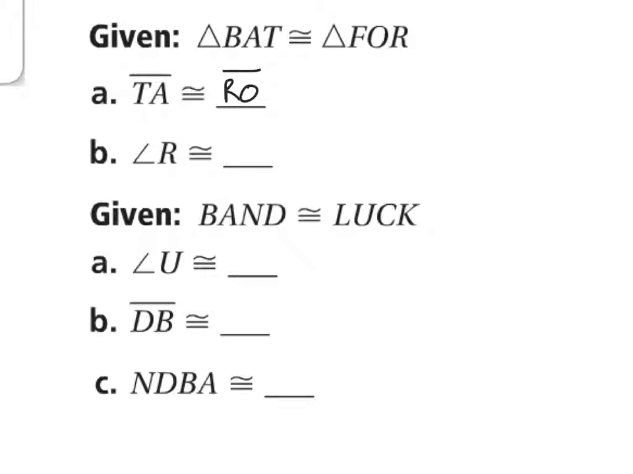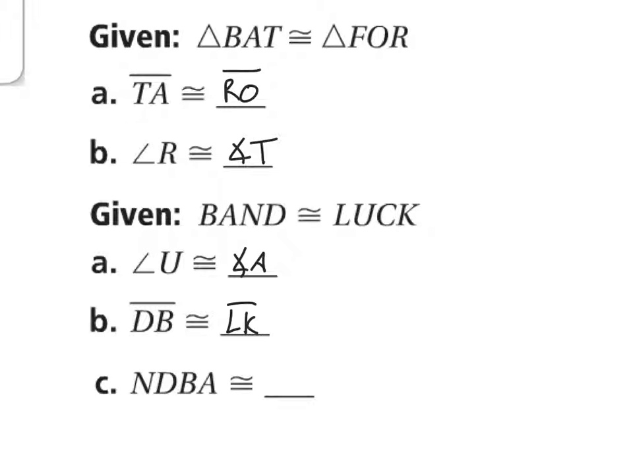Okay? Dakota, angle R is congruent to angle T. Very good. Make sure you put the angle symbol out in front. Wonderful. Let's do Daniela. Angle U is congruent to angle A. Wonderful. Salali, line segment DB is congruent to line segment LK. Absolutely.